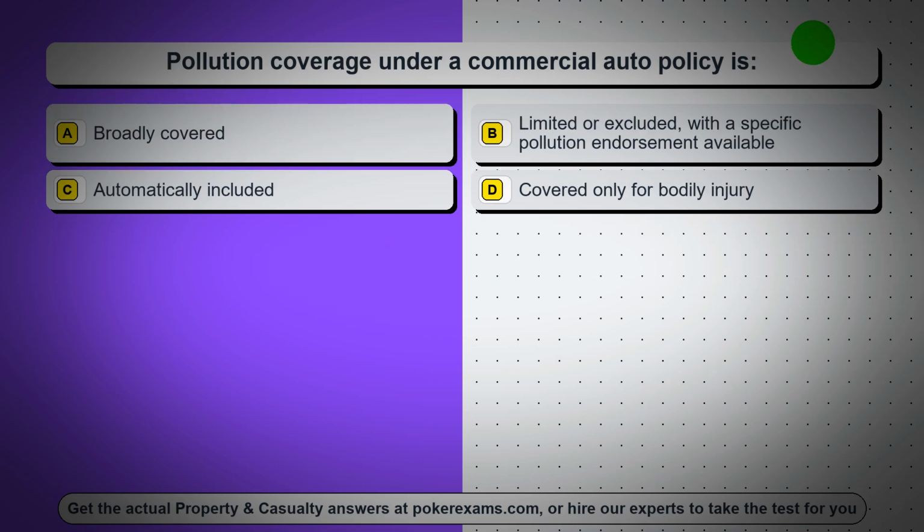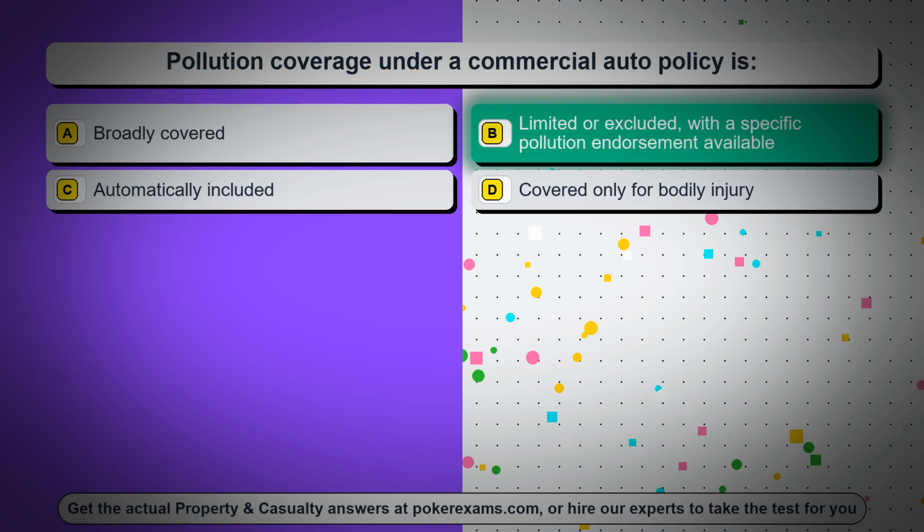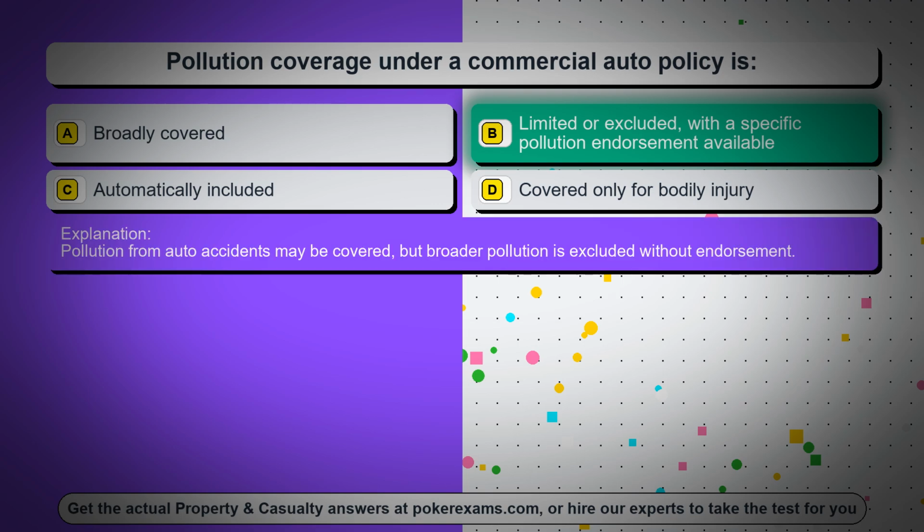Question 86. Pollution coverage under a commercial auto policy is: option A, broadly covered; option B, limited or excluded, with a specific pollution endorsement available; option C, automatically included; option D, covered only for bodily injury. The correct answer is option B, limited or excluded, with a specific pollution endorsement available. Pollution from auto accidents may be covered, but broader pollution is excluded without endorsement.